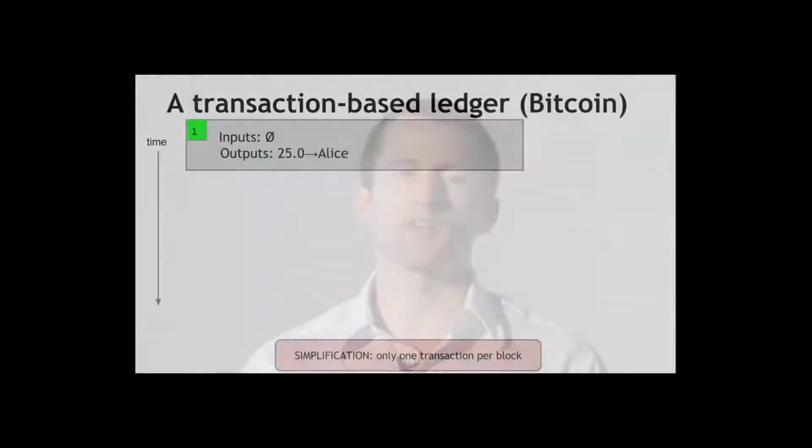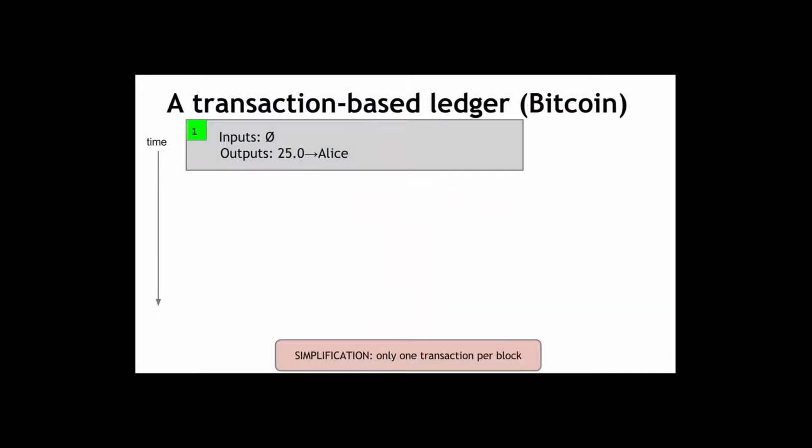And that's why Bitcoin isn't based on an account-based model like this. Instead, Bitcoin uses a ledger that just keeps track of transactions. So how does that work? So this is a transaction-based ledger which is very close to Bitcoin.